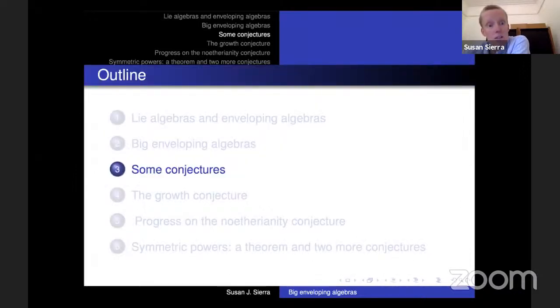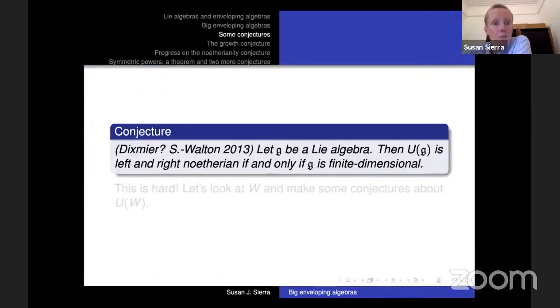So let's move on to making some conjectures. Well, the obvious conjecture from the previous slide is that if you have a Lie algebra G, then its enveloping algebra is left and right Noetherian if and only if the Lie algebra is finite dimensional. Now, I believe that Dixmier made this conjecture a long time ago, back in the 60s, but I've never been able to find that in print. To my knowledge, the first time this conjecture appears in print is in my paper with Walton. So this is a conjecture that people have certainly thought about before 2013. I've thought about it since 2013, but it's hard.